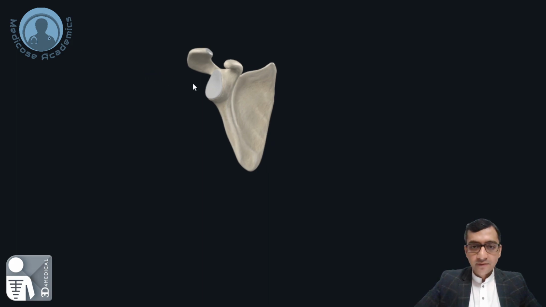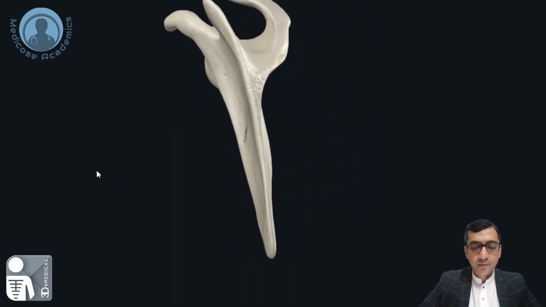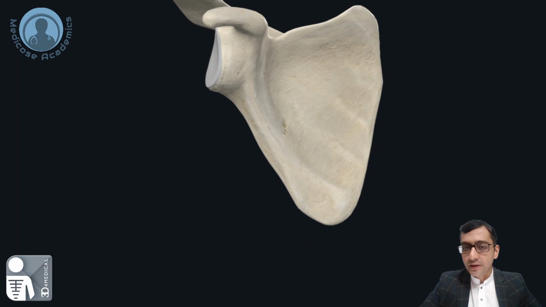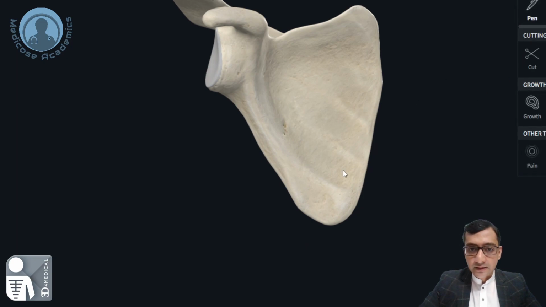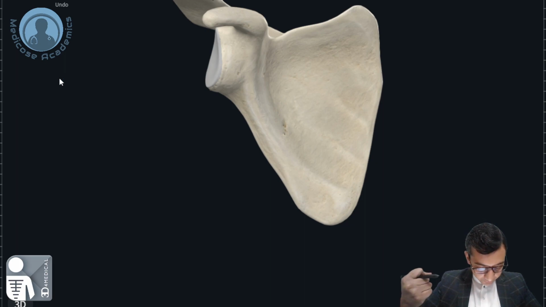This surface, as we have already seen, is concave in nature, as you can appreciate by looking at it from different angles, and it has these longitudinally running lines, like this one, this one, this one, and this one. That is due to the attachment of the muscles. So these are the muscles, and these are the longitudinal ridges.